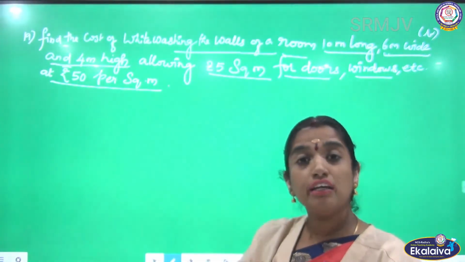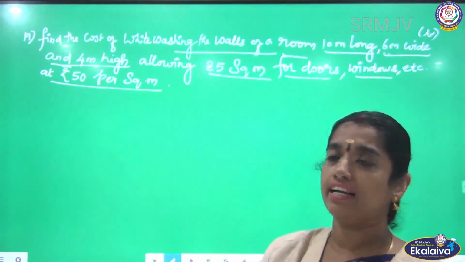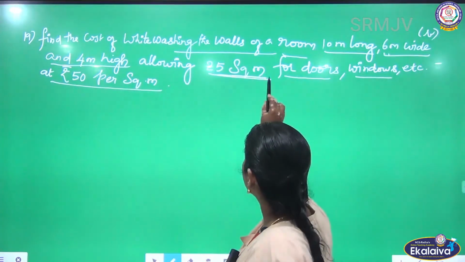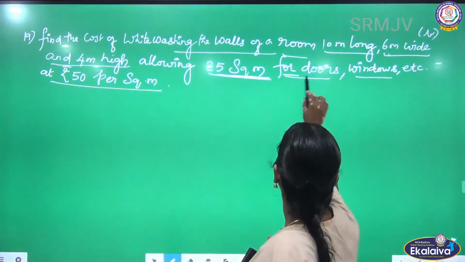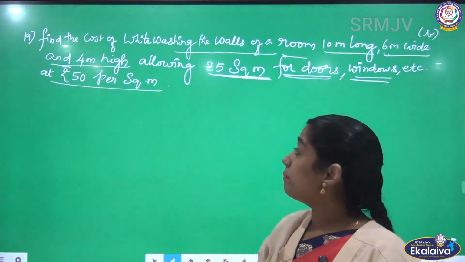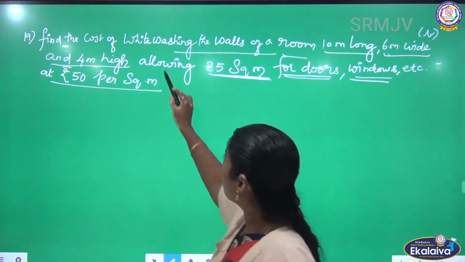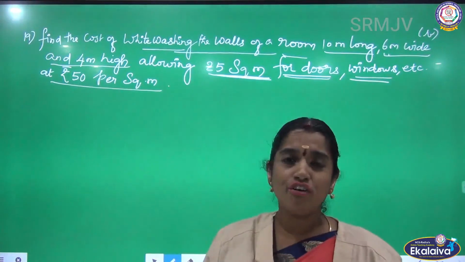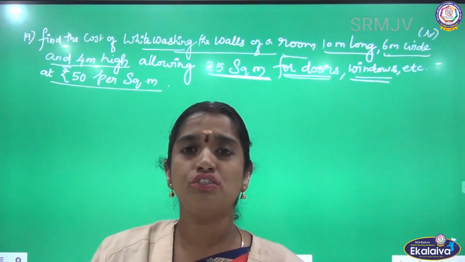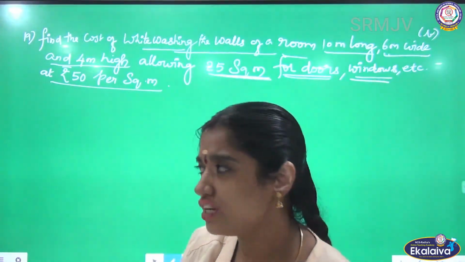In that I am going to subtract the windows and doors, because they are allowing for 25 meter square for doors as well as the windows. So I am going to subtract. Only they are asking for whitewashing. So for the windows and the doors and all, we are not whitewashing, just we are going to paint in that. Is it clear, children?